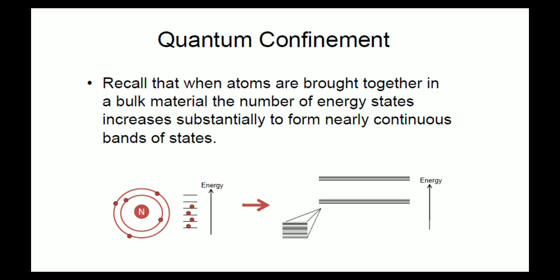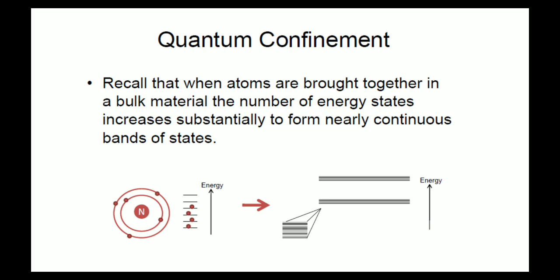Recall that when atoms are brought together in a bulk material, a very large number of atoms are present, and when they come together, their number of energy states increases. The energy levels start to overlap each other because they are close enough to each other, so that their electrons start to share with each other to form the bonds. Because of this, the number of energy states increases substantially.